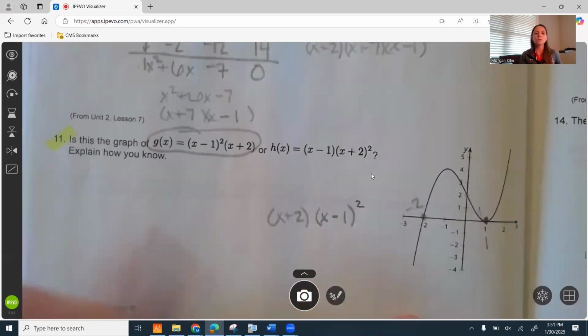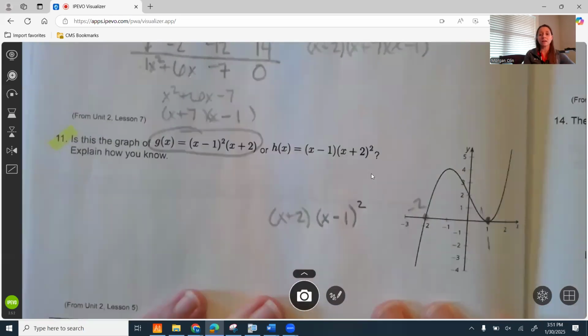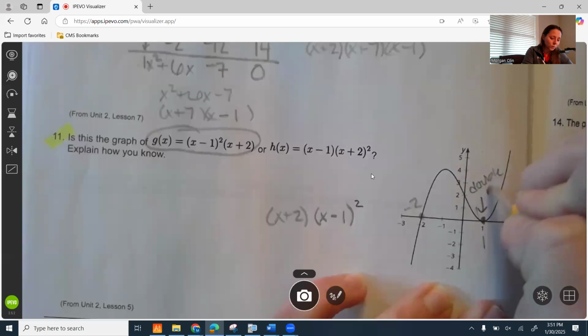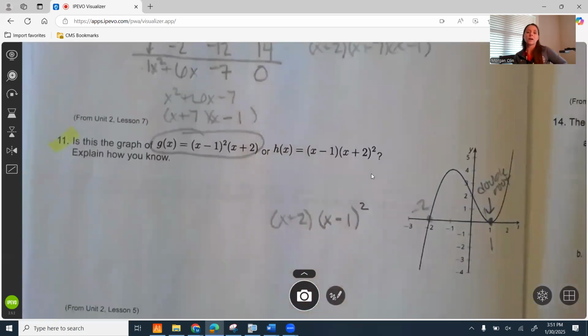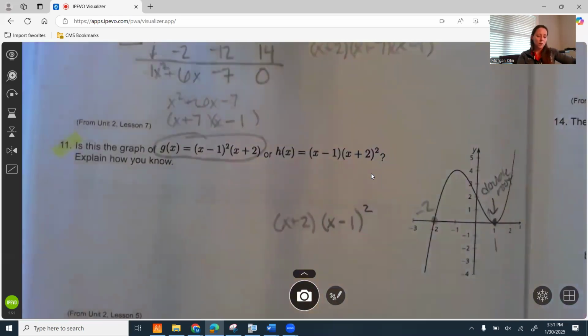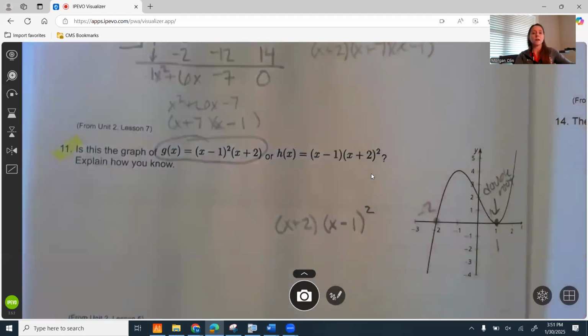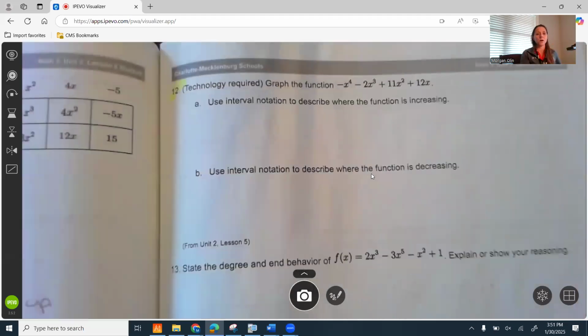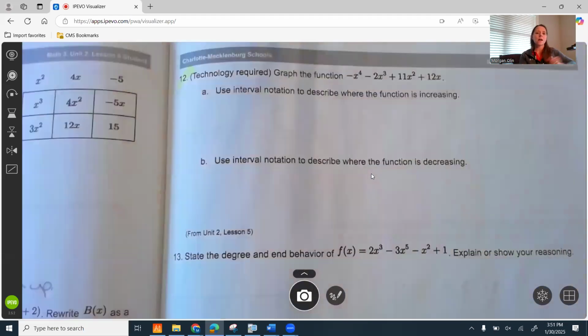All right. If you want to explain how you know, you can. You can make little notes. This is going to be a double root right here, and this is why you need the square. All right, let's move to number 12 on the next page, on to page 239. All right, so here we go. Here's number 12. All right, technology required.